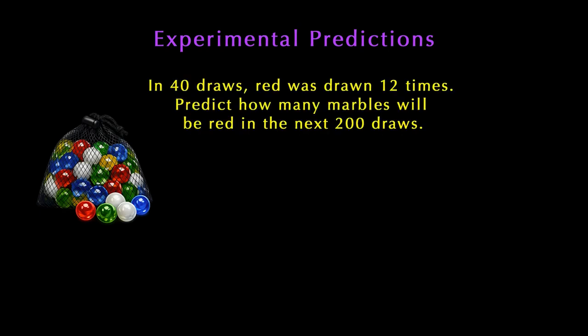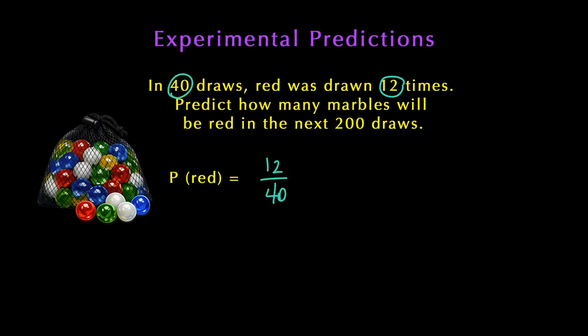What about making predictions when I'm using experimental probability? Let's take a bag of marbles. In 40 draws, red was drawn 12 times. Predict how many marbles will be red in the next 200 draws. I want to find the probability of drawing a red marble. First I need to make my fraction based on what actually happened. I landed on red 12 out of 40 times.